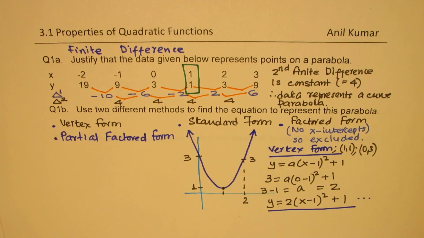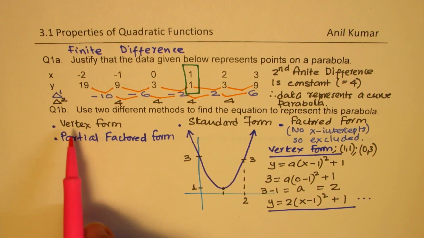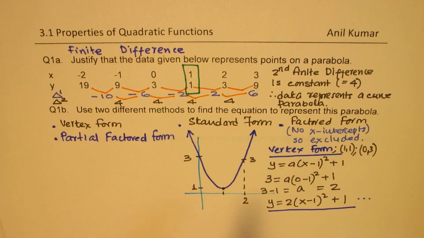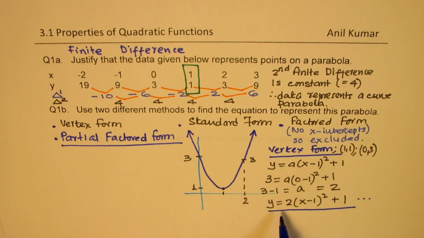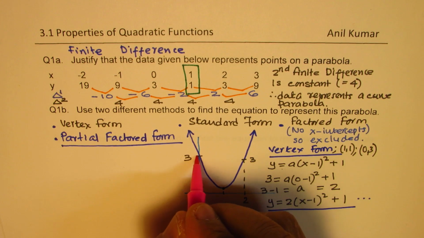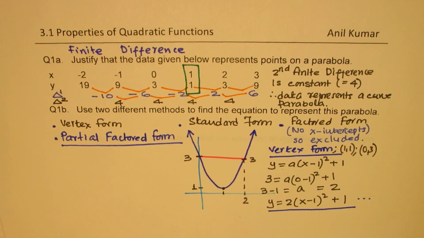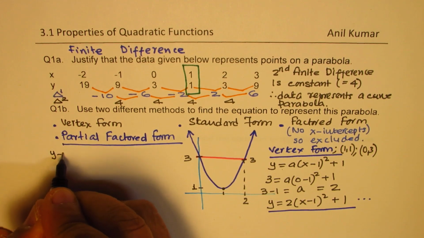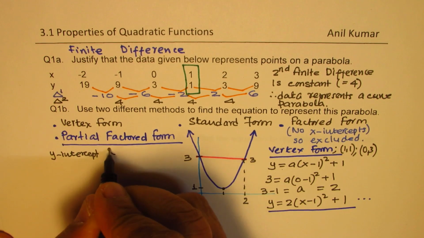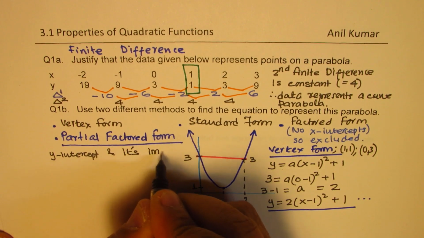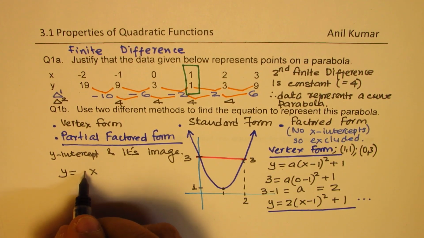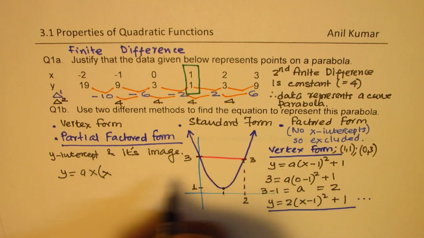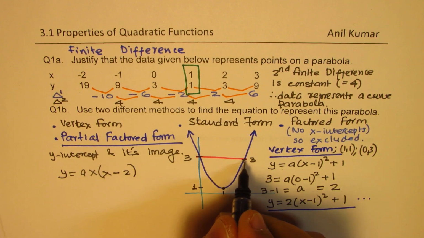Okay. Now, I will get into details of the vertex form on the next page, and the standard form on the next page. But here, I'll take the opportunity to also write the partial factored form, right? In partial factored form, the concept is that we see that these 2 points are image points, right? So what we are given here is a y-intercept and its image. So from here we can write y is equal to a times x, x minus 2, and the value is 3.